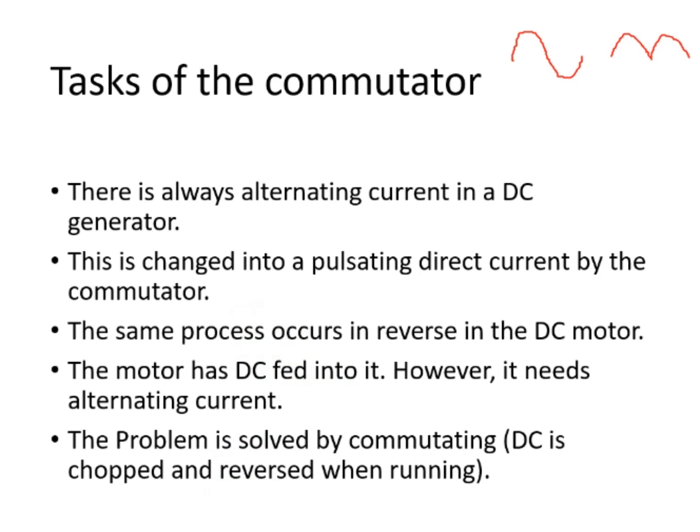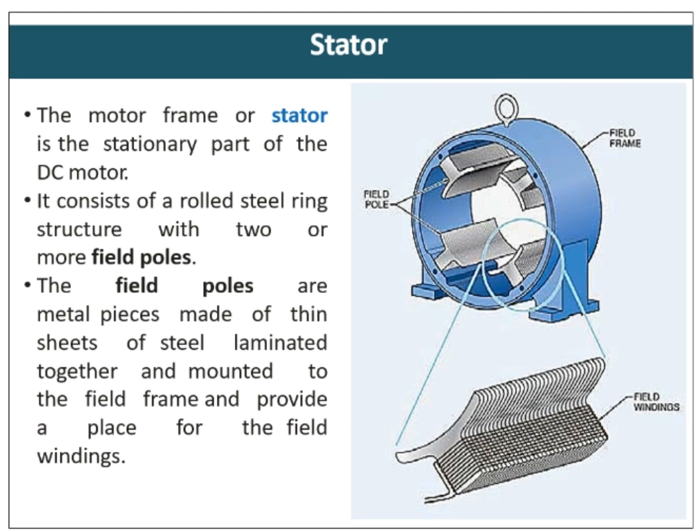Then we come to the stator. So the stator is the steady part, a stationary part of the DC motor. It's called the stator, right? It consists of a rolled steel ring. This is a rolled steel ring with 2 or more field poles. So these field poles, here in this case 4 poles, are connected to the stator frame.